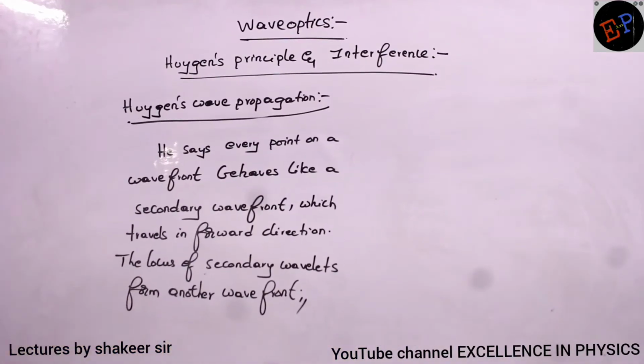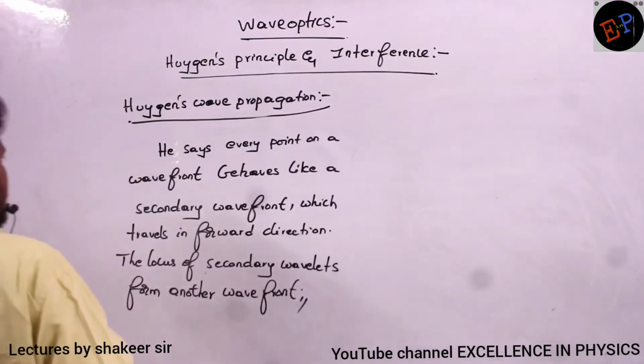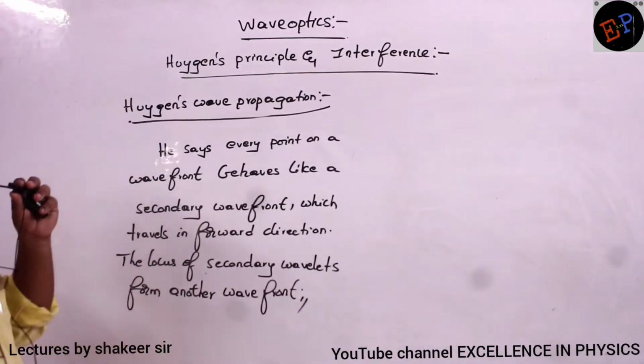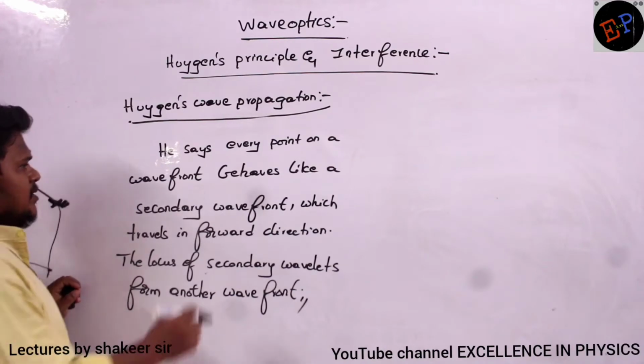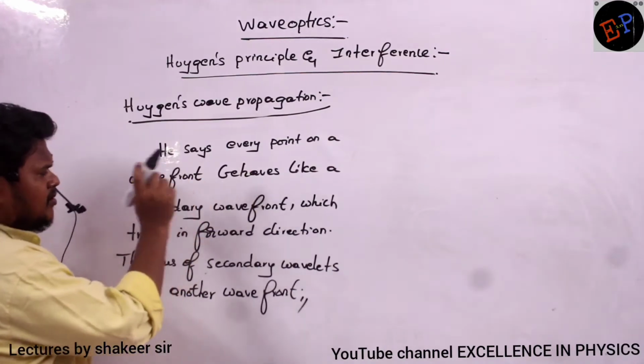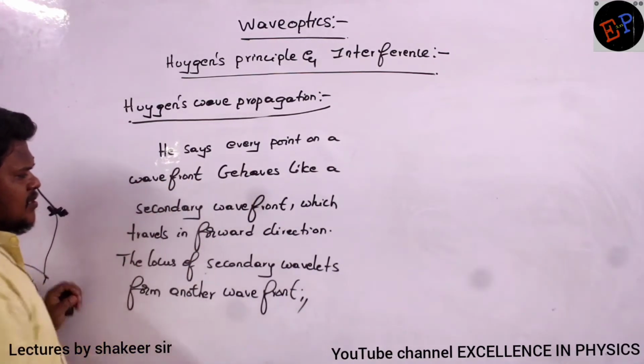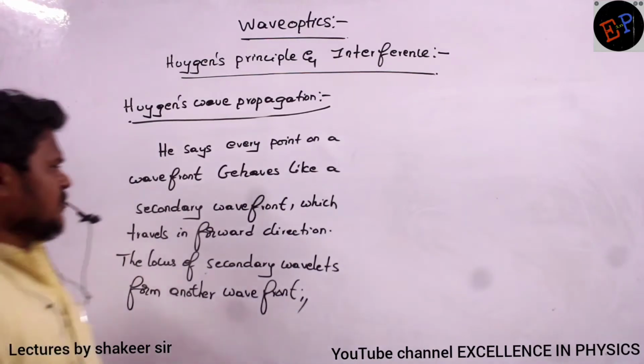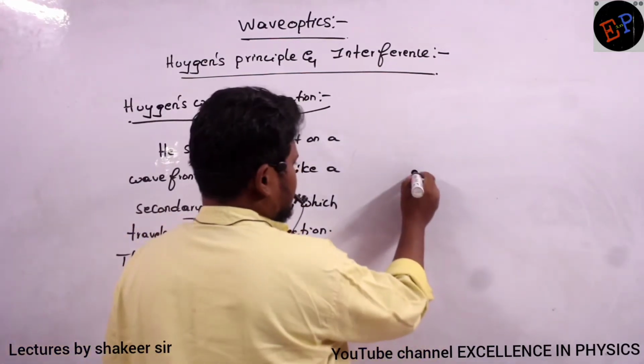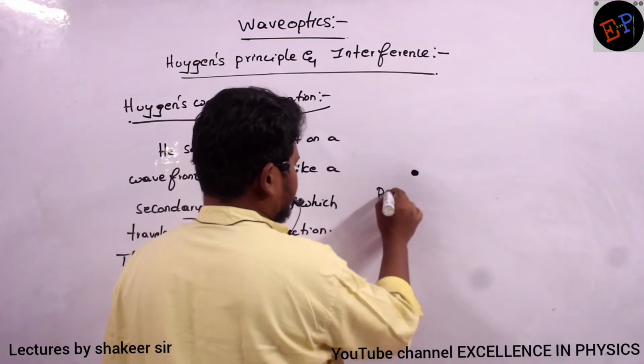Now Huygens' wave propagation. Huygens said that every point on a wavefront behaves like a secondary source. So what is the meaning of this? See here, this is a point source of light.